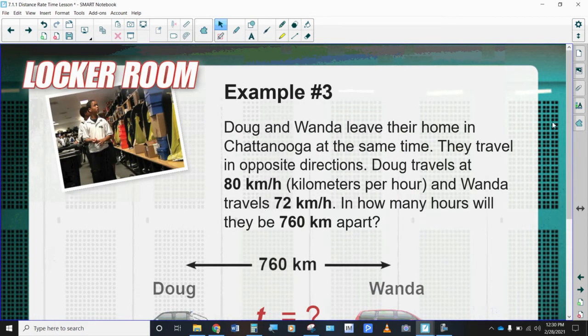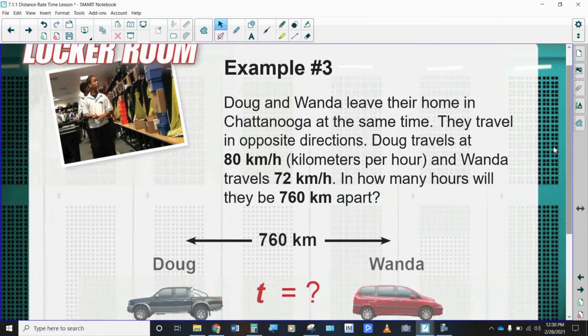All right, this is a wonderful type of problem that takes our problem solving to a new level. D equals RT is very straightforward, but let's pay attention to what's happening in this problem. Doug and Wanda leave their home in Chattanooga at the same time. They travel in opposite directions. Maybe one's going north, the other's going south, or one's going east, the other going west. Here's Doug in his truck, there's Wanda in her little minivan, and Doug travels at 80 kilometers per hour, and Wanda travels at 72 kilometers per hour. The question is, in how many hours will they be 760 kilometers apart?